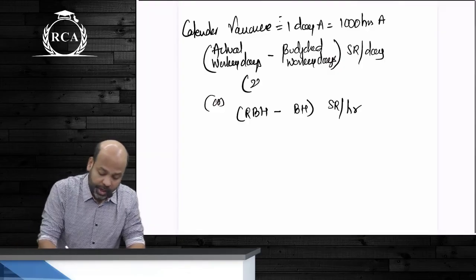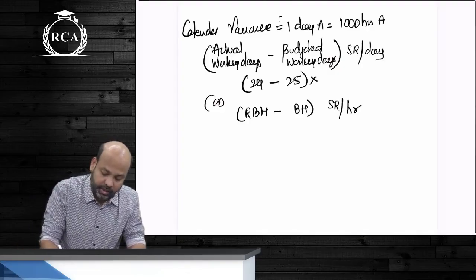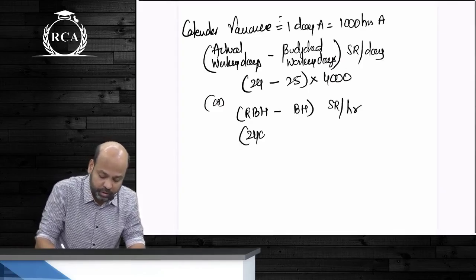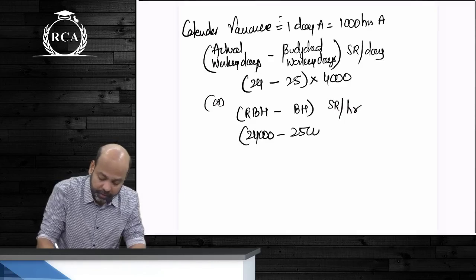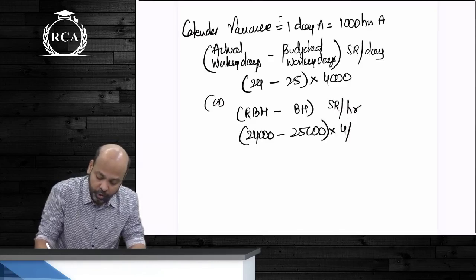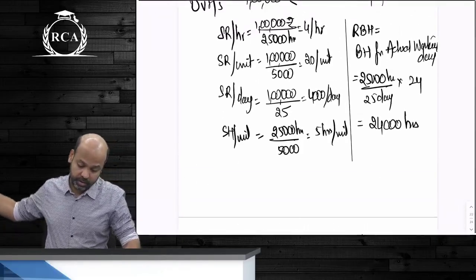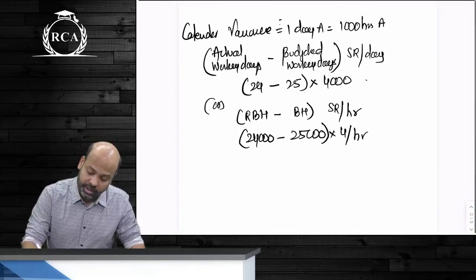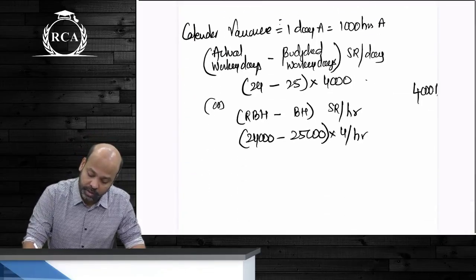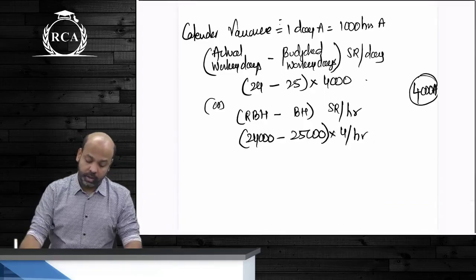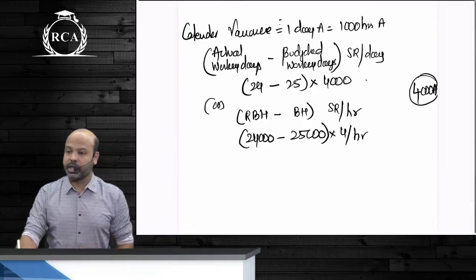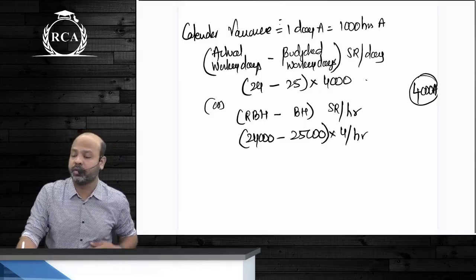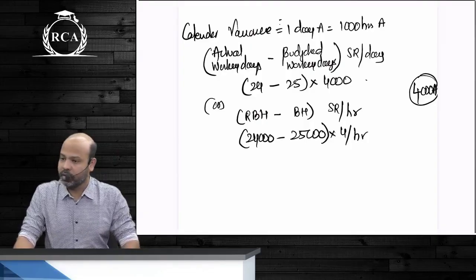So it's either 24 days minus 25 days multiplied by 4,000 per day, or it is 24,000 hours minus 25,000 hours into 4 rupees. Standard rate per hour is 4 rupees. Doesn't matter whether this or that, the answer is going to be 4,000 adverse. Are you all understanding this? On account of the number of working days, we are losing out on 4,000 rupees. Any doubt in this? Any doubt, guys?